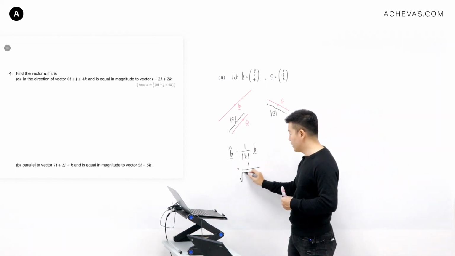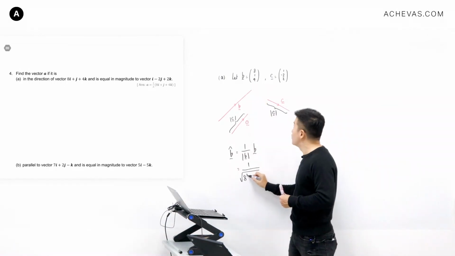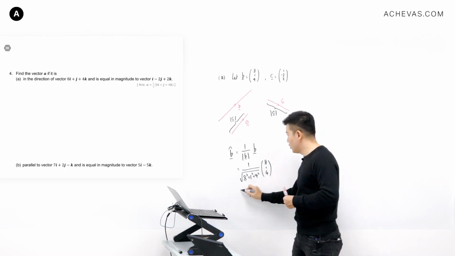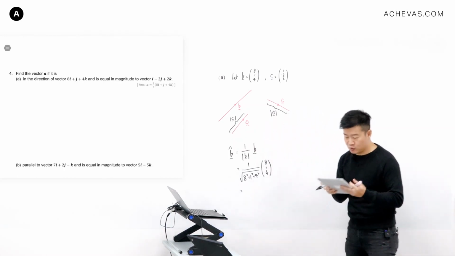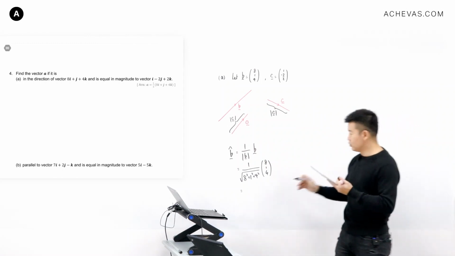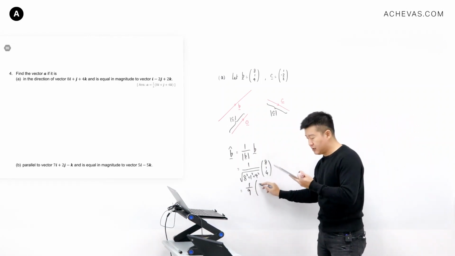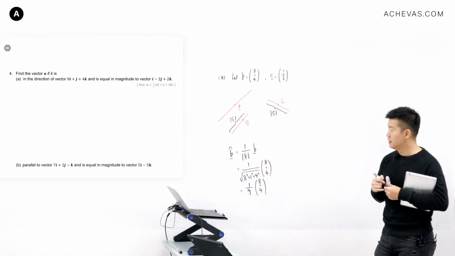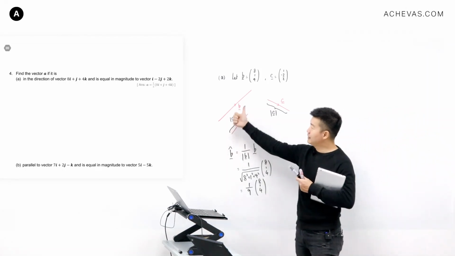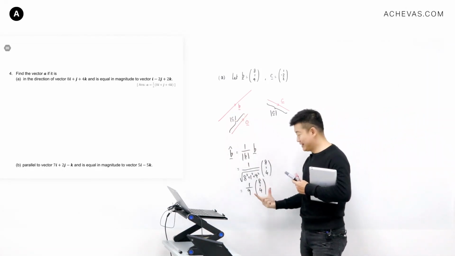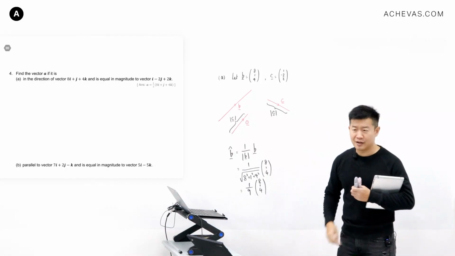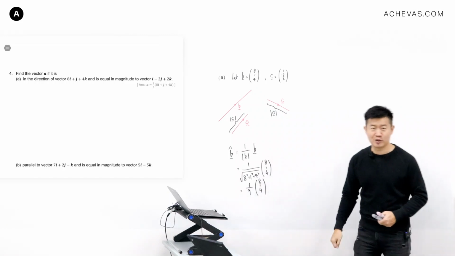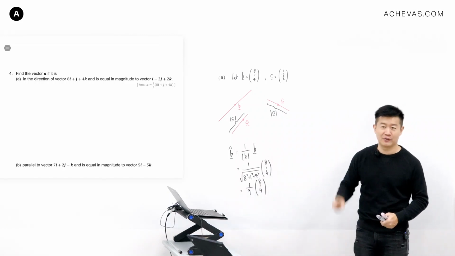So it's going to be 1 over the square root of 8 squared plus 1 squared plus 4 squared, times (8, 1, 4). And this is equal to 1 over 9 of (8, 1, 4), which is b hat. So now I have a unit vector that is in the direction of b. This is very scalable. By the way, are you convinced that this is actually going to have a magnitude of 1?